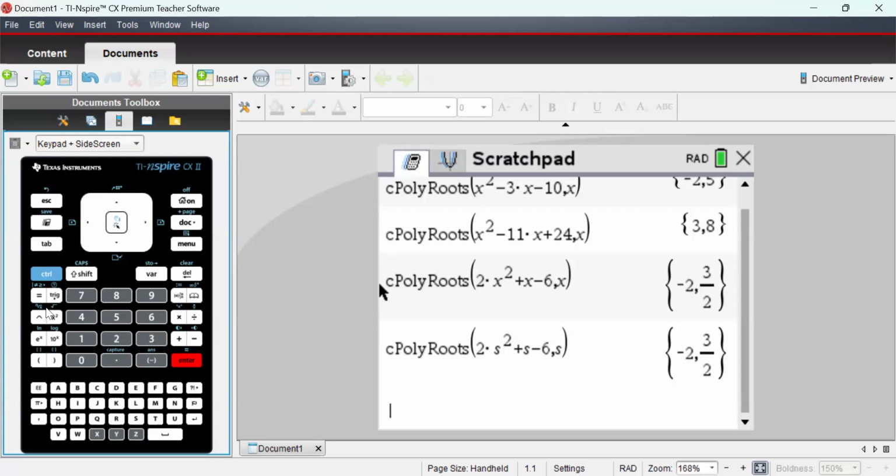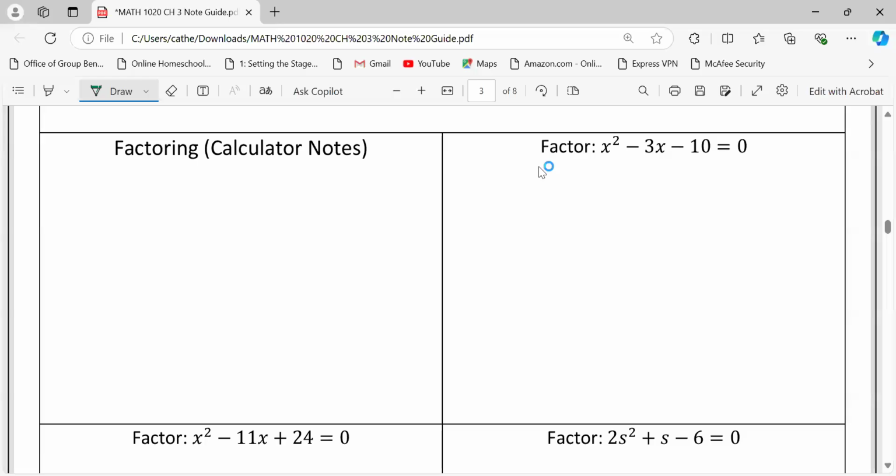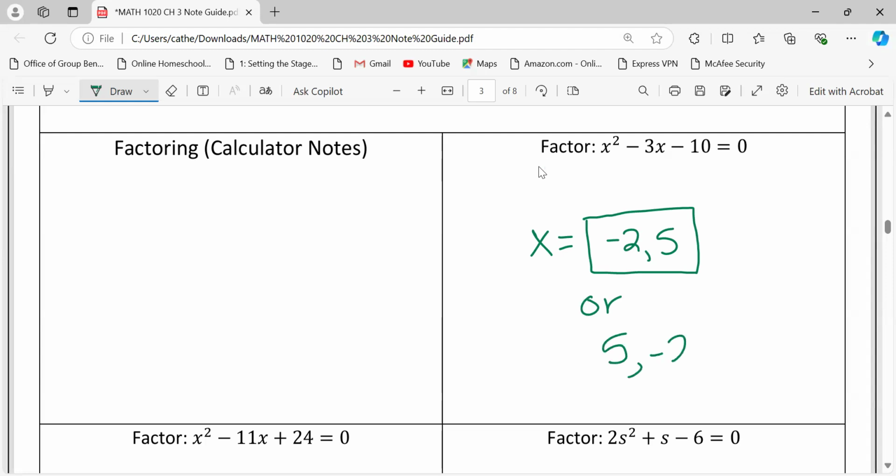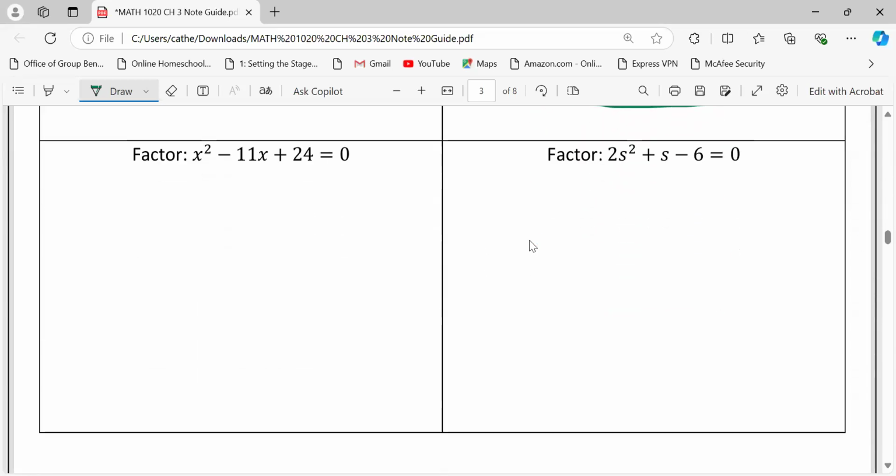So let's go back to the note guide real quick. So in my math lab, I don't know if they have x is equal to, but you're going to put in -2, 5. You do not put a parentheses because it is not a point, it is not an ordered pair. These are two separate solutions. Or you could put it as 5 and -2. So the order doesn't matter because it's just telling it you have two different solutions. The calculator is going to put it from least to greatest.